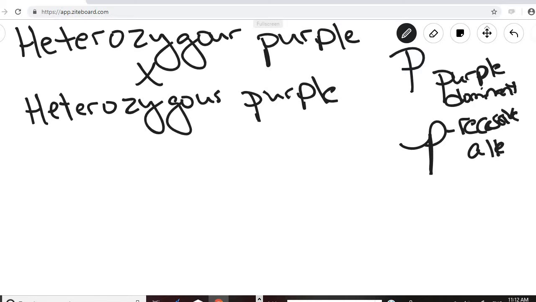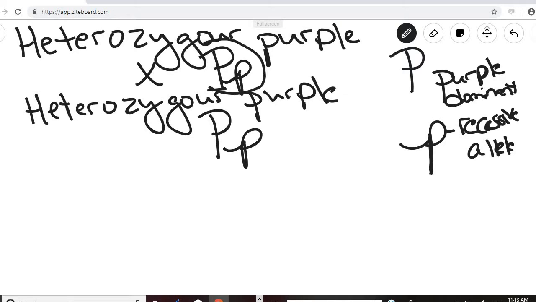Okay, so if it's heterozygous purple, heterozygous means that the two letters of the genotype are different. So this would be an uppercase P and a little lowercase p. It's purple because it has the dominant allele here. And then we're going to cross that with another heterozygous purple. Okay, so this is what the genotypes would look like for each of those flowers.